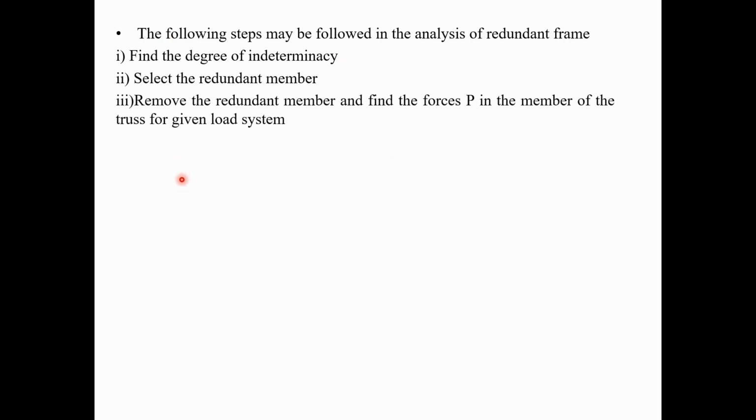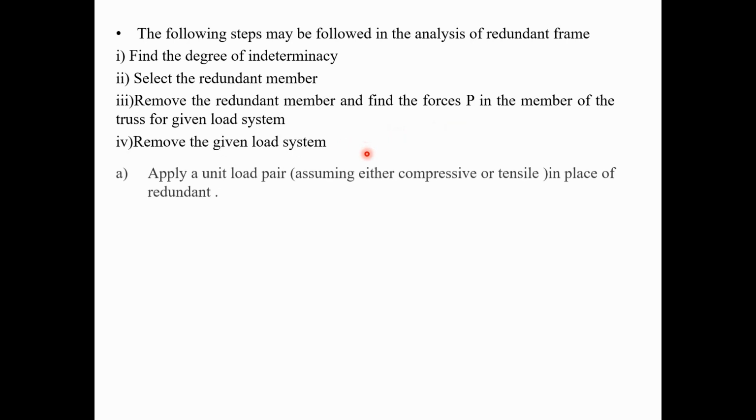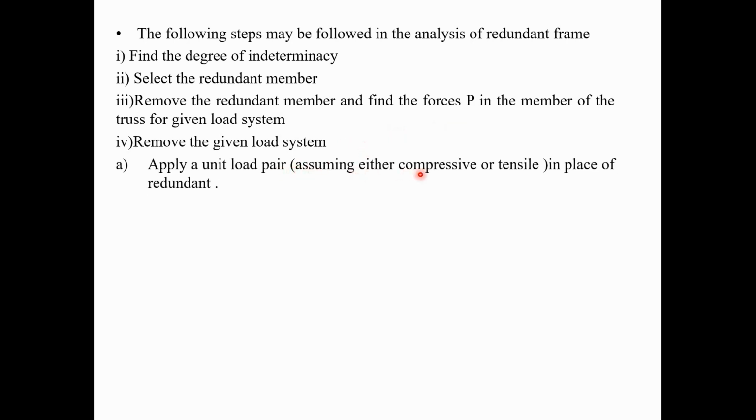There are the following steps that may be followed in the analysis of a redundant frame. The first is to find out the degree of indeterminacy of the truss. Then after finding the indeterminacy, select the redundant member in the truss structure. To analyze the redundant truss, remove the redundant member from the truss structure and find out the P forces in the members of the truss for the given external load system. Then remove the given load system and apply the unit load pair, assuming either compressive or tensile, in place of the redundant.